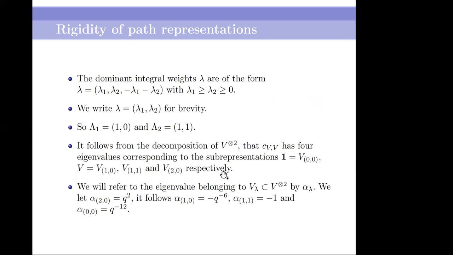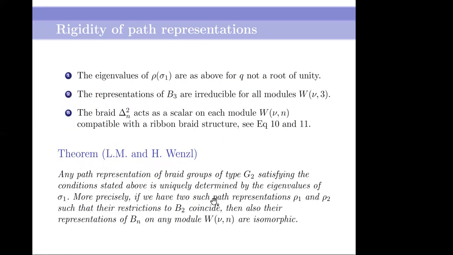those labels, respectively, because we saw that V tensor 2 splits as a direct sum of 4 irreducibles. And we can compute those eigenvalues. So we find that those are the eigenvalues corresponding to those representations. And we give the following requirement.